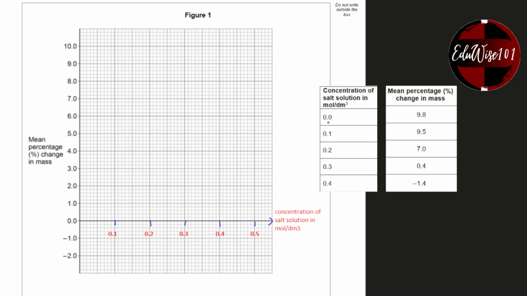So at 0, it's 9.8. Now it's 5 boxes for 1, so each box is 0.2. So 9.8 should be there. If I make that slightly bigger, let me see if that works better. Okay, probably slightly bigger. There you go. Right, 9.8. At 0.1, it's 9.5. So it should be somewhere in the middle over there.